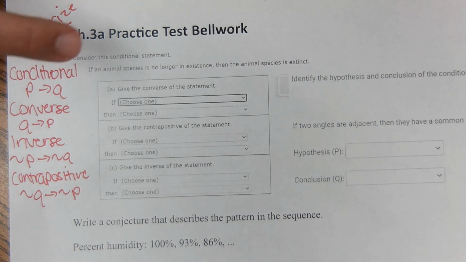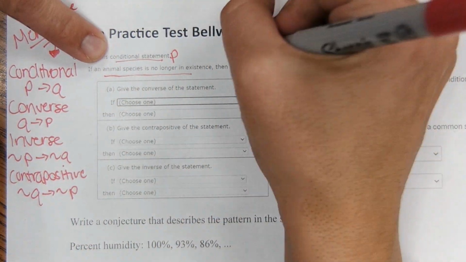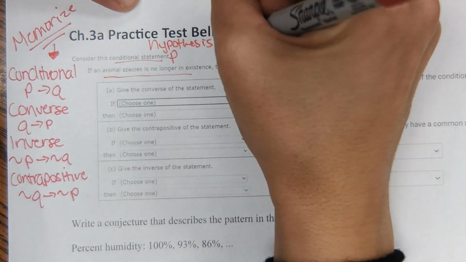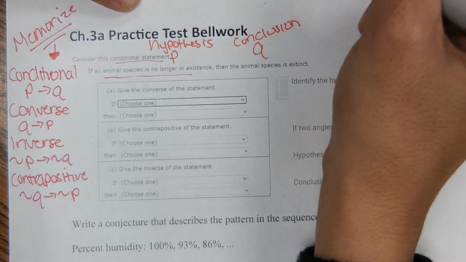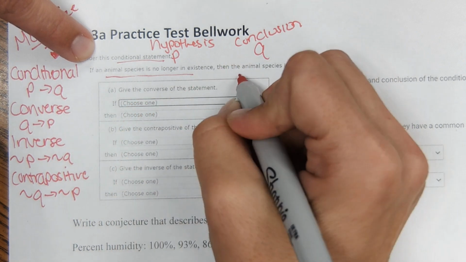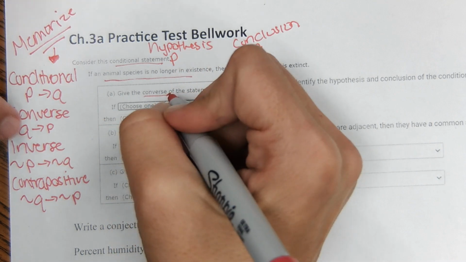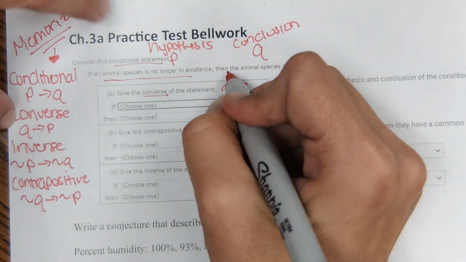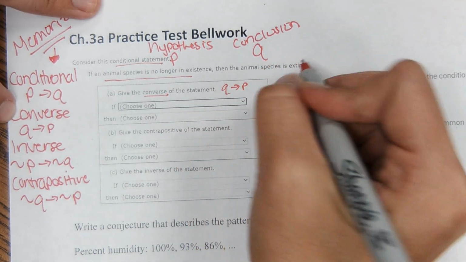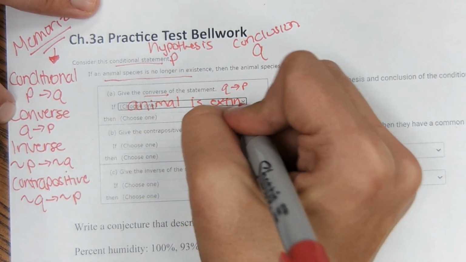Okay, so here it has the conditional statement, which is P then Q. So this first part is P, and then the second part is Q. So this is like the hypothesis and conclusion. The hypothesis is if an animal species is no longer in existence, then the animal species is extinct. That's the conclusion. And so for converse, we need to do Q then P. So we're going to say this statement first and then this one. And I'm going to try to abbreviate as much as possible. Animal species is extinct. I'll just say animal is extinct to abbreviate.